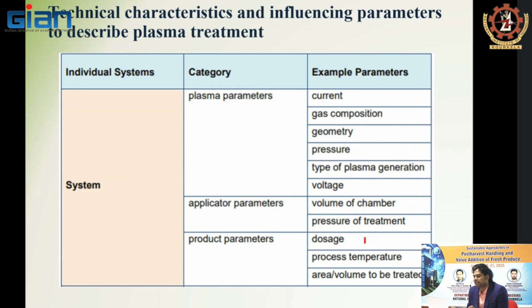And then the number of the dosage required for a particular treatment of plasma, temperature, process temperature. Usually as it is a cold plasma, there is no temperature increase when the food material is exposed to plasma. It remains under the same atmospheric temperature conditions, but there will be a lot of changes. The changes are based on reactive species which are exposed to the food materials.